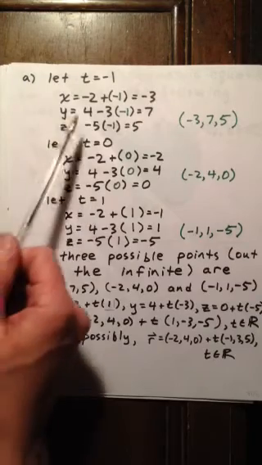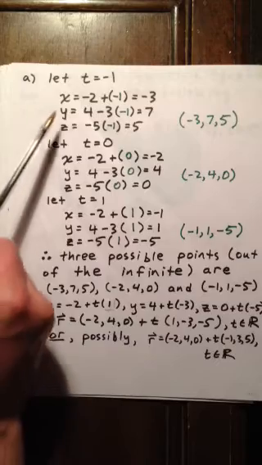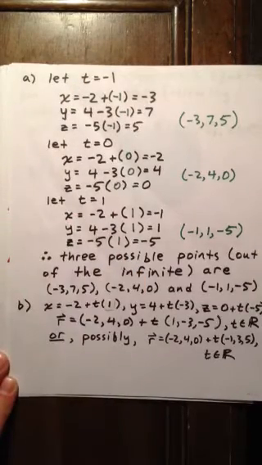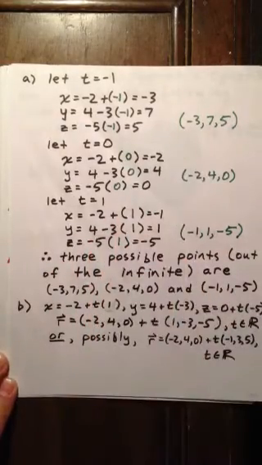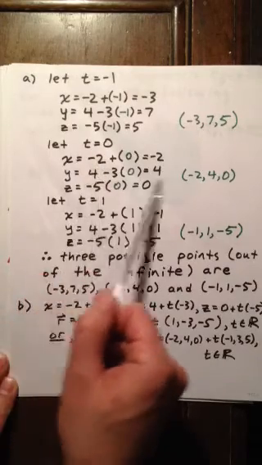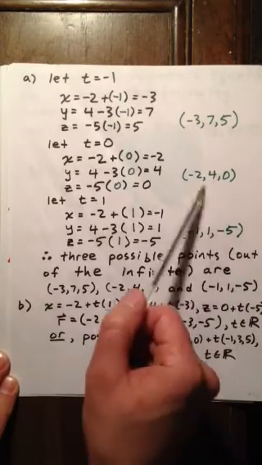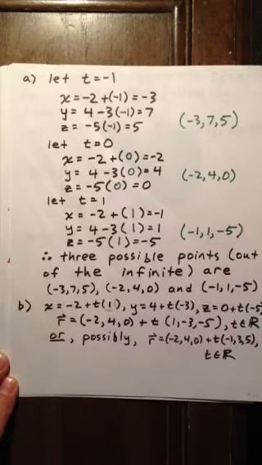1. And then using the parametric expressions given, we would see when t equals -1 that x necessarily is -3, y is 7, and z is 5. So one of the valid points on the line is -3, 7, 5. Letting t be 0 leads to values of -2, 4, and 0. So that's a point on the line. And finally, letting t be 1 leads to this point.